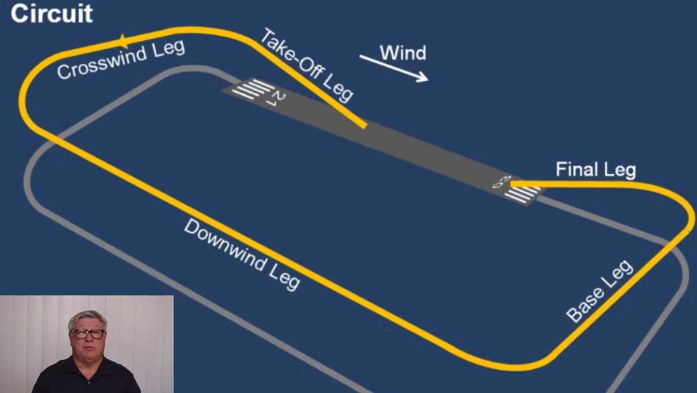The airport traffic pattern is simply a rectangular flight path that allows the aircraft to take off from a runway and circle back to land again on the same runway.